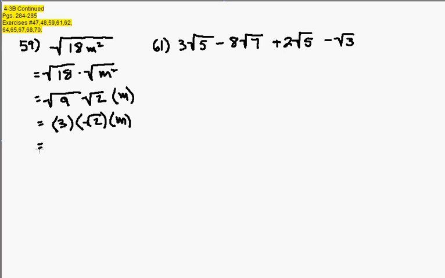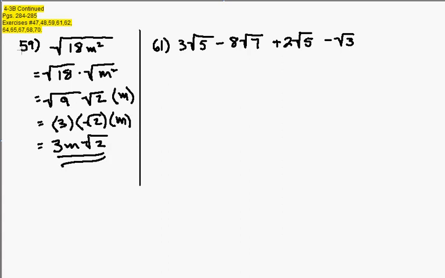And when we write this in finished form, we usually put the square root last. So this would be 3 times m times the square root of 2. Done. Okay, so that's 59. Okay, number 61.